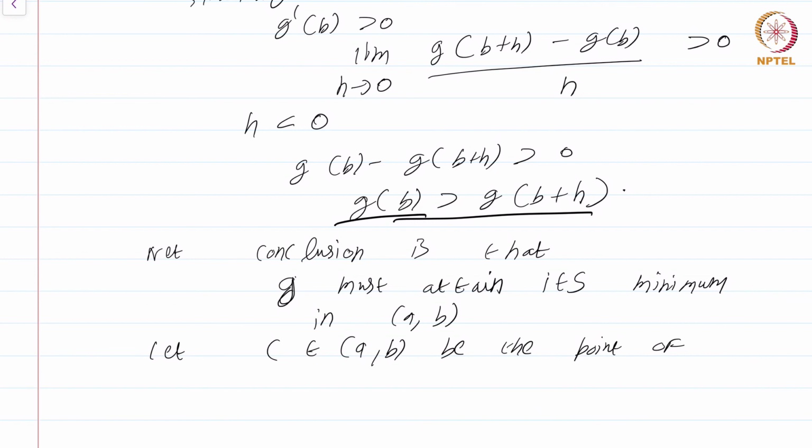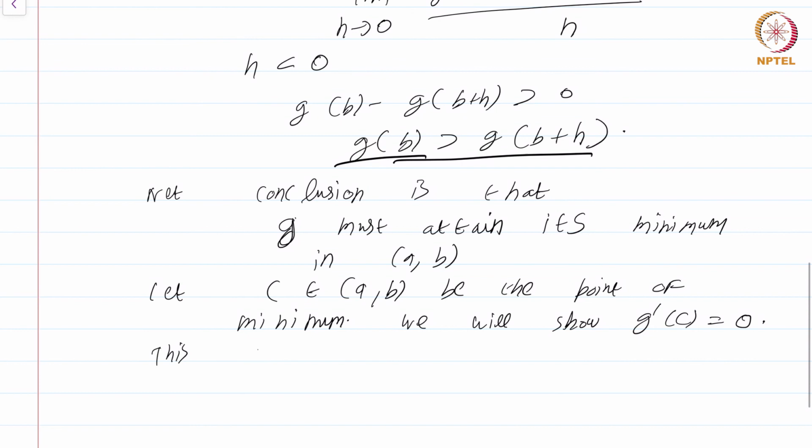Okay. Now in the next module we will show g prime of c has got to be 0. That we will see in the next module. So this concludes the proof.